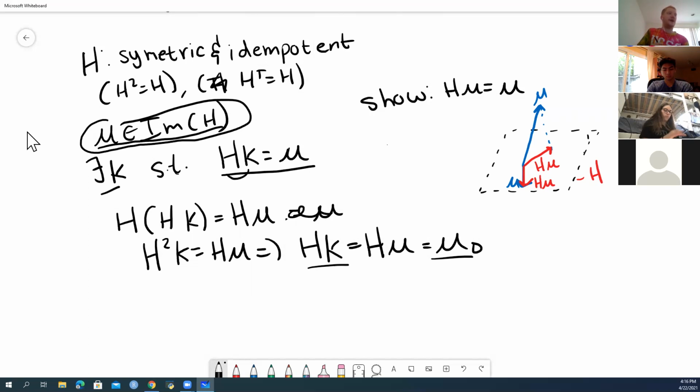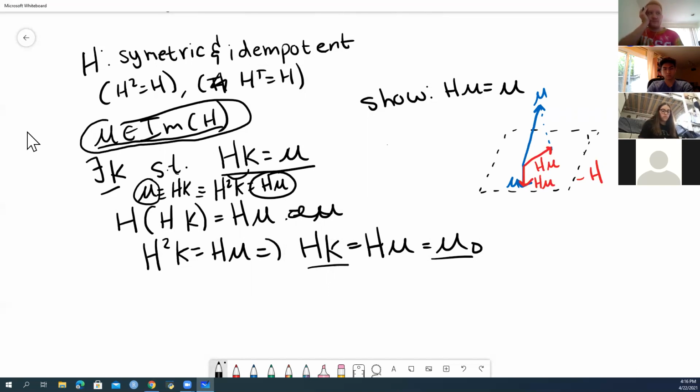So I'll multiply by H on both sides, which is allowed, right? And I get H squared K is equal to H mu. But then H squared K is equal to HK because it's idempotent, which we said before is equal to mu. And so then we have this chain of equal signs saying that mu is equal to H mu. And that's pretty much all you have to show. Showing it for a general matrix would be much more difficult. You know what I mean?